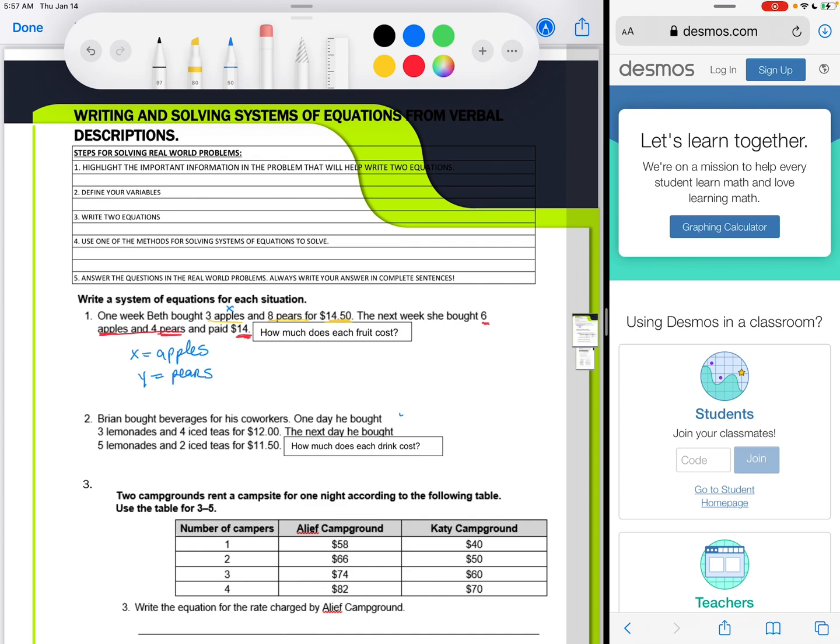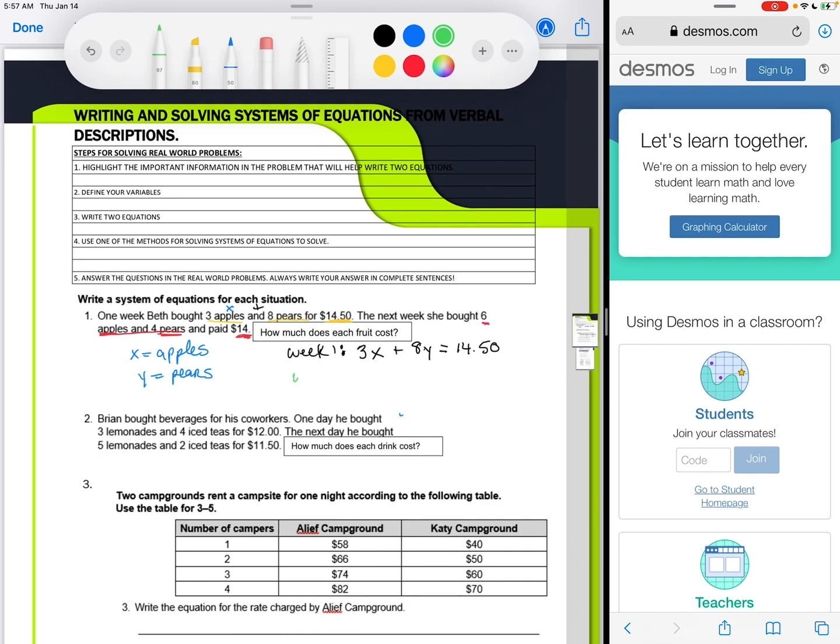All right. So one week Beth bought, so this is really week 1. She bought 3 apples, so that's 3X. And in math is plus, so that's plus 8 pears. Pears is Y, so that's going to be 8Y. And now her total cost was $14.50. We got our first equation, and it represents week 1.